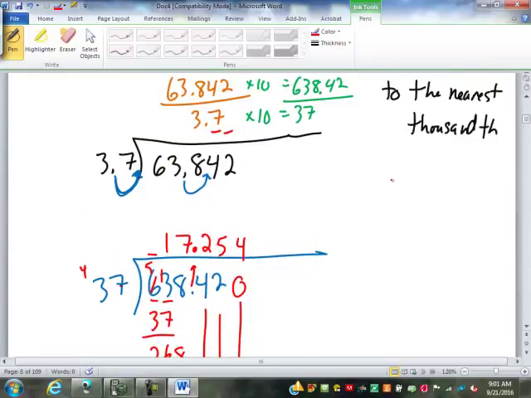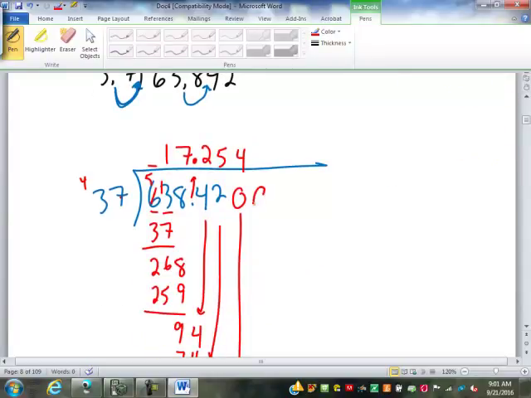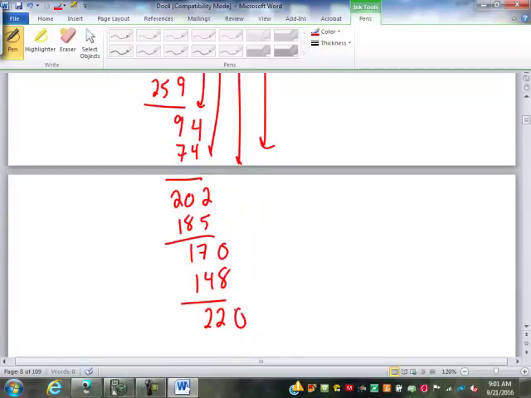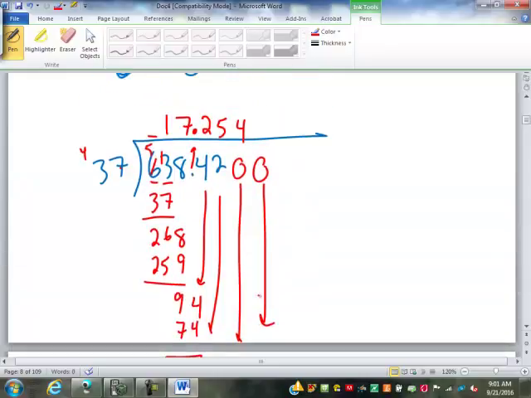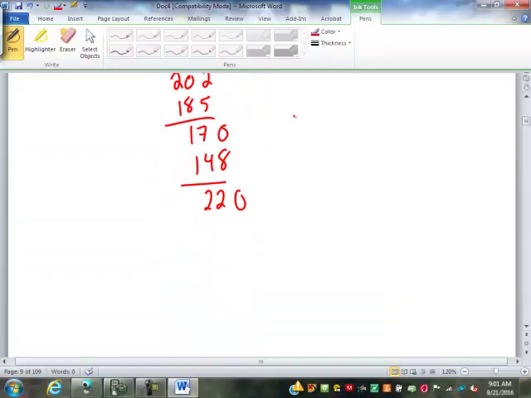Well, I want the nearest thousandth. That is the thousandth place, but I'm not done. Have to add another 0, and bring that 0 down. 37 into 220 goes 5 times. 5 times 37 is 185. So there are 35 left over.